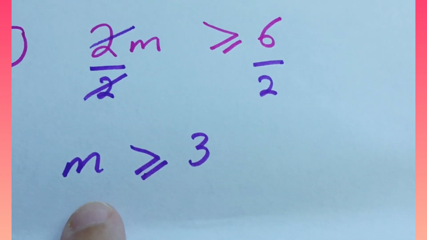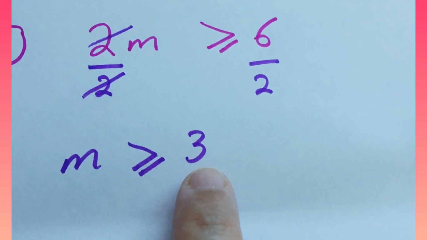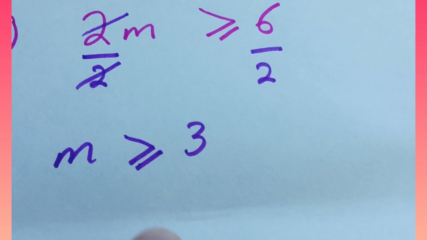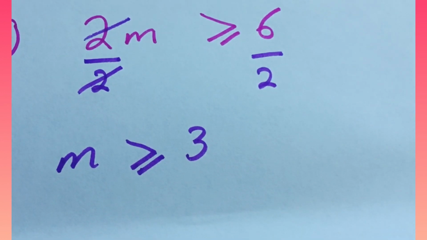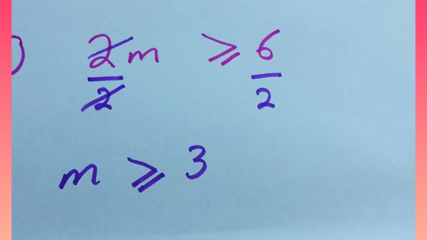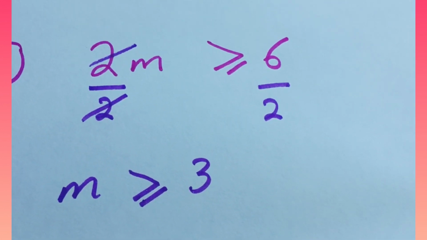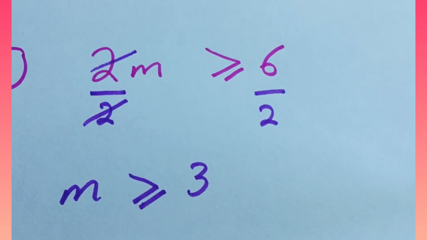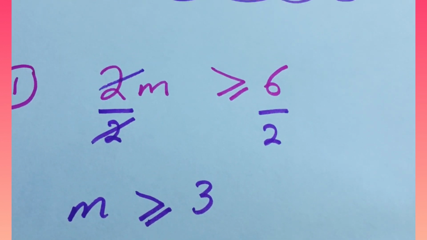What that means? That means I want the numbers that is greater than or equal to 3. This means I will start from 3, 4, 5, 6, 7 until there's no end for the numbers. So it's infinity. So that's why we cannot write the solutions by numbers. We have to graph them. And the next step we are going to take how to graph the inequalities.